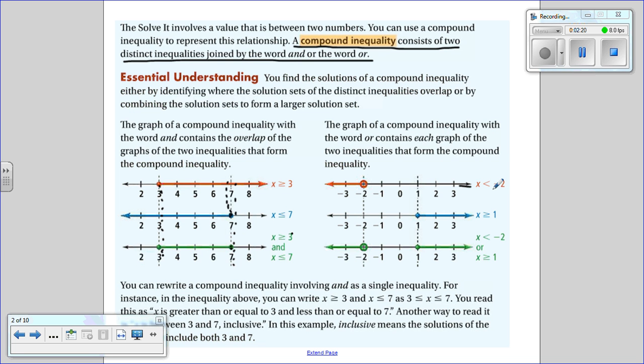If we use the word "or" instead, here we have two distinct inequalities. x is less than -2, x is greater than or equal to 1. When we do that and we join them, it basically looks like the two separate but on the same number line. So these are a little bit easier to do because it's just basically drawing this one on the number line and this one on the number line, and then just drawing them both on the same number line.